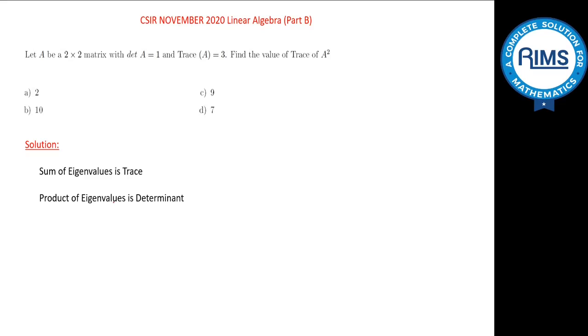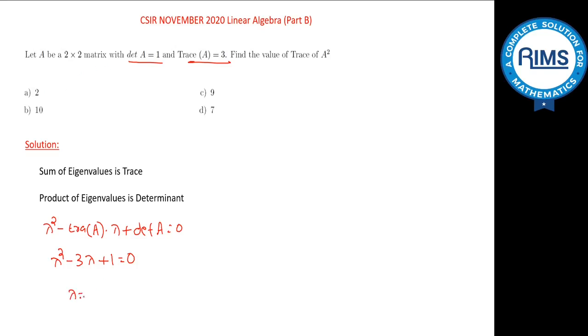So we can write the characteristic equation of the given matrix. What is the characteristic equation of a 2 by 2 matrix? That is lambda square minus trace of A into lambda plus determinant of A equal to 0. Here trace of A equal to 3 and determinant of A equal to 1. So the characteristic equation will become lambda square minus 3 times lambda plus 1 equal to 0. This is a quadratic equation, so we can find the values of lambda, and these values will be the eigenvalues of this 2 by 2 matrix.